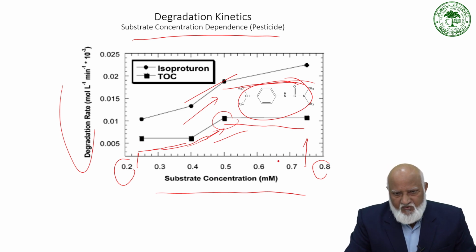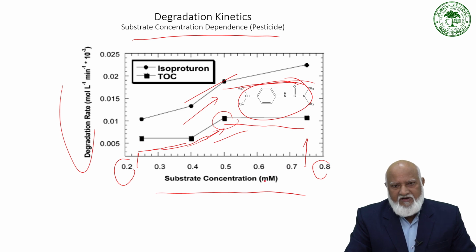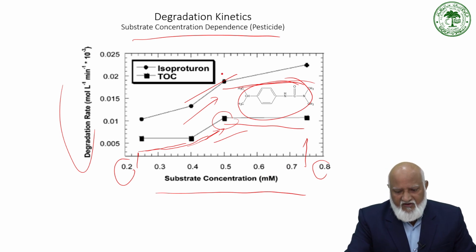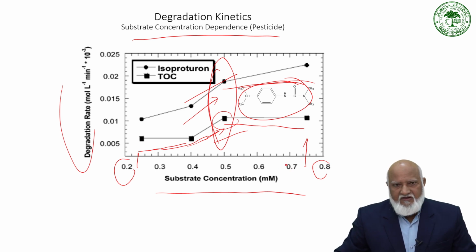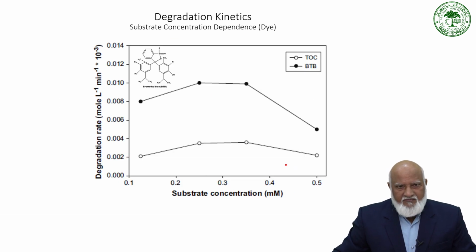Increasing the substrate concentration from 0.5 to 0.75 millimolar does not make much difference. So we can say that this substrate concentration is the optimal concentration for the highest degradation rate for this particular compound. It again varies from substrate to substrate.